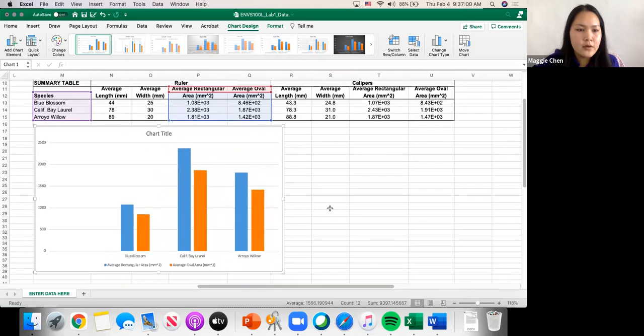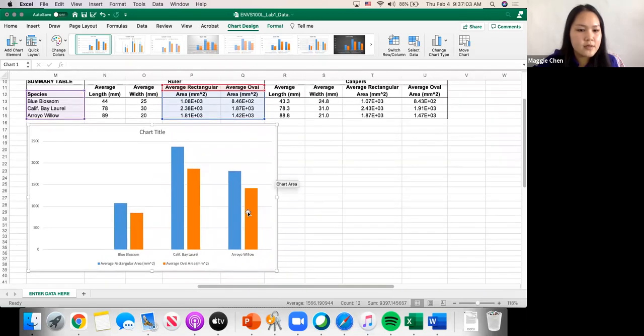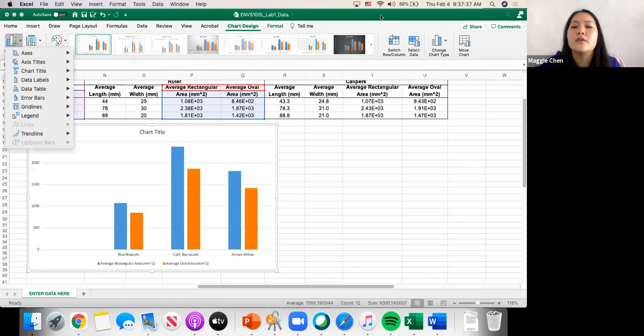And now that we have this, we can see that we have our 3 different leaf species, but a couple of things are missing. So for whoever is looking at our chart for the first time, we would want to make it clearer for them. So we would want to add in X and Y axes titles, make sure that the units that we were using are in here, and then change our chart title to something more descriptive. So once our chart is selected, the Chart Design tab is going to pop up on the top, and all the way on the left, there's Add Chart Element. If you select this, okay, there's a chat.